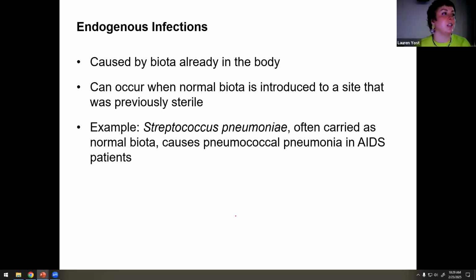Endogenous infections are like the E. coli from my own colon getting into my urinary tract and causing a UTI. My E. coli belongs in my colon. It doesn't belong in my urinary tract. 80 to 90% of all urinary tract infections in women are caused by the E. coli in your own colon. So that's why we advocate wiping from front to back. That's why that exists. That's a hygiene issue.